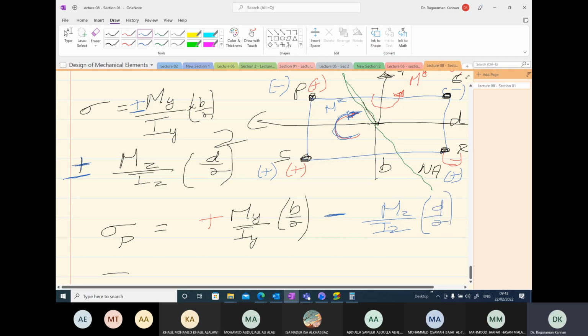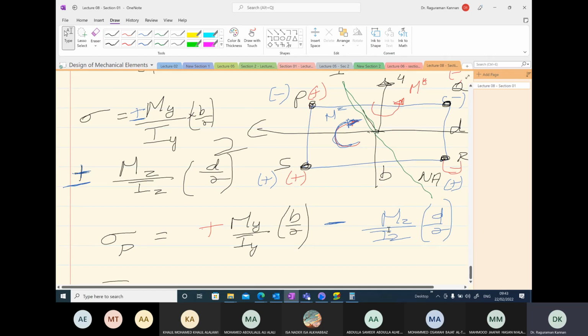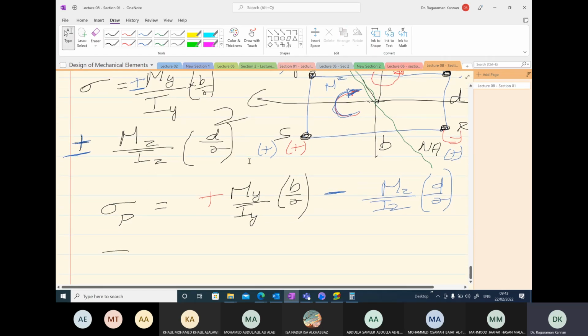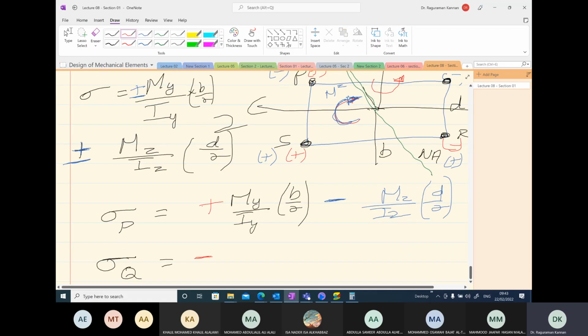Now, if I choose point C, sorry, point Q. This is point Q. So let's go to point Q. Go here. Select the red one. The red one is My, and red is negative, and both are negative, in fact. So write My over Iy times p over 2, and the blue one is also negative.